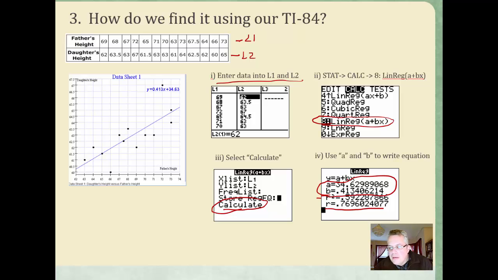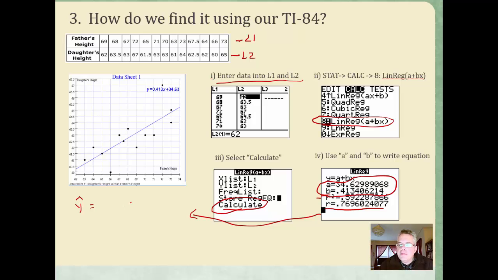A and B give the y-intercept and the slope of the line of best fit. So I'm going to go over here to write it. The pattern is given right here in the first line, a plus bx, and we just plug in a and b. What the calculator doesn't do, which it should do, is put a hat over the y. Remember that represents an estimate. It's our estimated value for y.